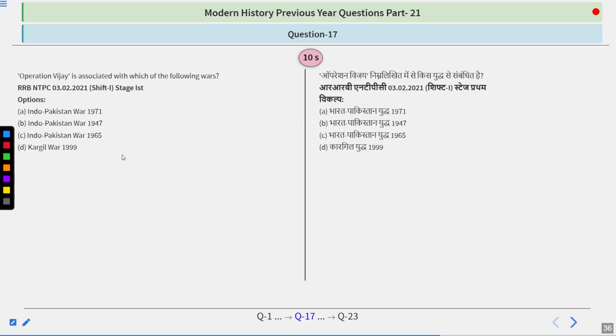Operation Vijay is associated with which of the following wars? Indo-Pakistan War 1971, Indo-Pakistan War 1947, Indo-Pakistan War 1965, or Kargil War 1999. So try to think about it.